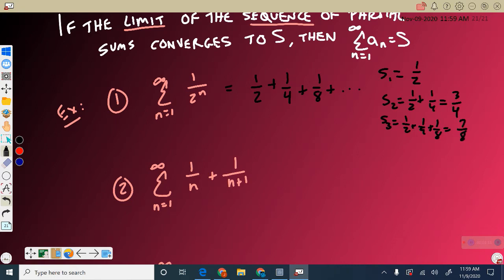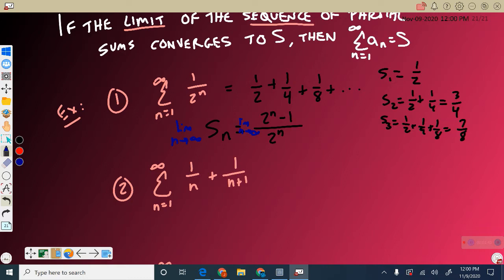The question is, can we find a pattern that's happening here? Well, definitely. The numerator is always one less than the denominator, and the denominator is just our biggest denominator, which is 2 to some power. So the equation is: the denominator is always 2 to the n, and the numerator is always 1 less than that. There's our partial sum. What we need to do now is take the limit as n approaches infinity.